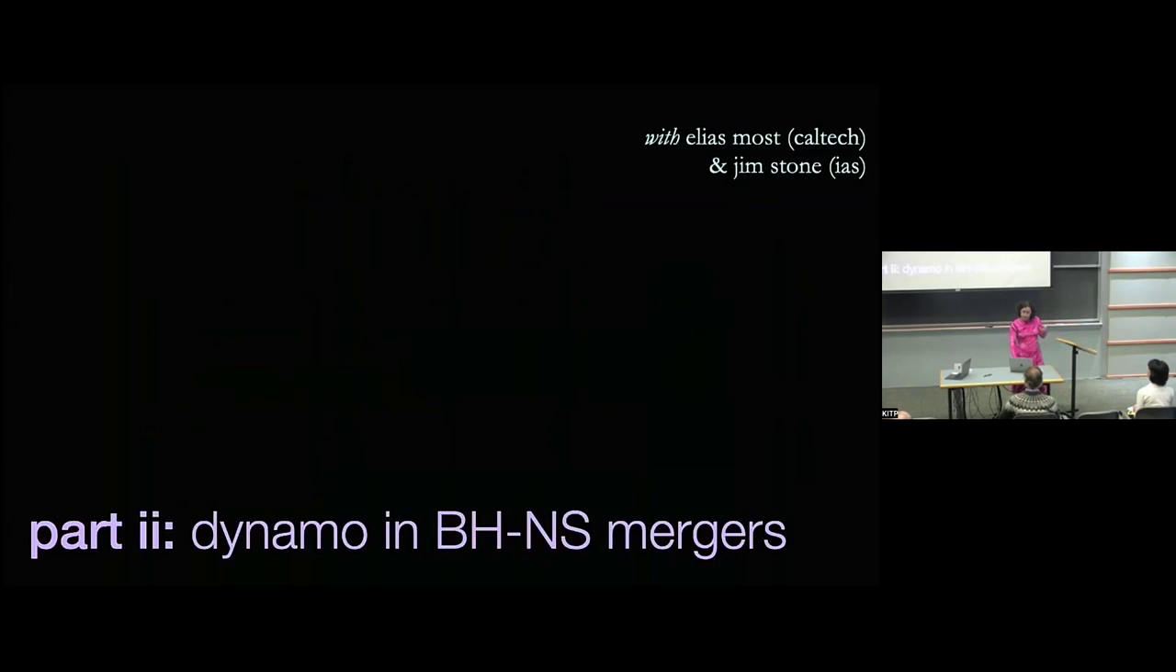Okay, I'm going to move on to the second part. So I use the word dynamo here, but this is very much work in progress, so don't expect detailed dynamo analysis from me. In this context, what I'm primarily interested in is mergers between black holes and neutron stars. So this is a type of black hole disrupting a star, but this is also relevant to tidal disruption events. And this is work done with Elias Most, who's new faculty at Caltech, and my PhD advisor, Jim Stone.